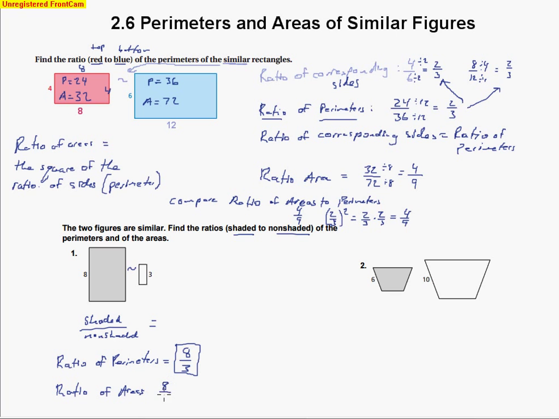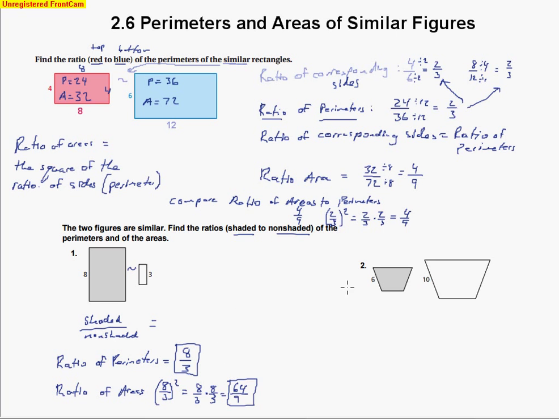Now the ratio of areas, well, you have to square. We're taking 8/3 and we're squaring that. And so you don't just square the 8, you square both numbers. Because when I square it, it's 8/3 times 8/3. And when we go ahead and do that, I end up with 64/9. That would be that answer.